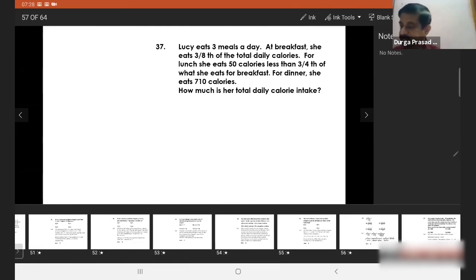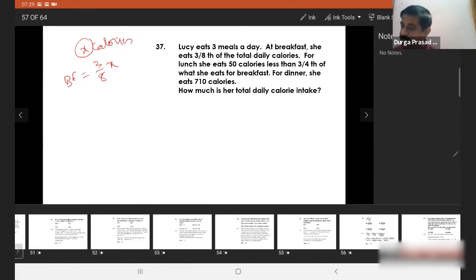Lucy eats 3 meals a day. At breakfast, she has 3/8 of the total. So let us say X is the total calories that she'll have in all three meals together. So breakfast is 3/8 of total daily calories, 3/8 of X calories.